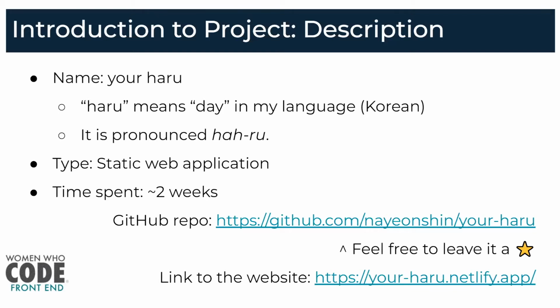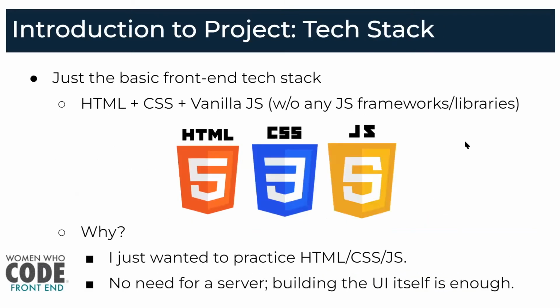So the tech stack. I actually used just the basic and minimum front-end tech stack, which is HTML, CSS, Vanilla JS. And Vanilla JS means I didn't use any JavaScript frameworks or libraries. It is just pure JavaScript. And why I chose this tech stack is that I just wanted to practice HTML, CSS, and JavaScript. And I thought there's no need for a server because building the UI itself would be enough.